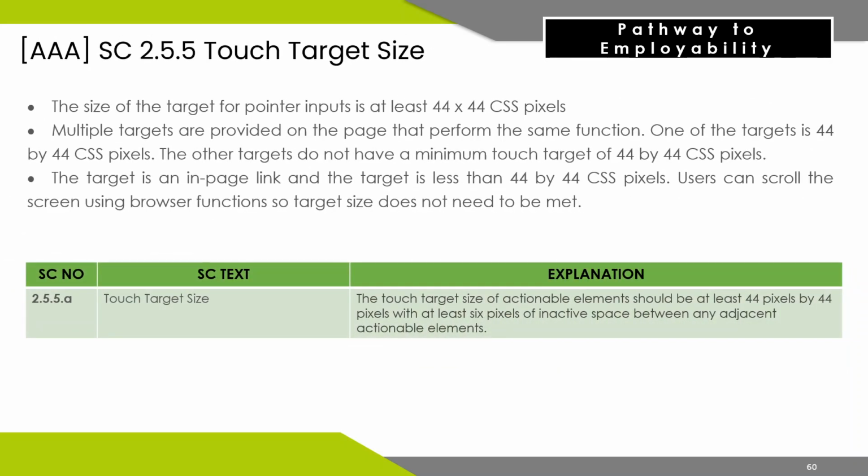The requirements for success criterion 2.5.5 Touch target are 2.5.5.a Touch target size. The touch target size of actionable elements should be at least 44 pixels by 44 pixels with at least 6 pixels of inactive space between any adjacent actionable elements.